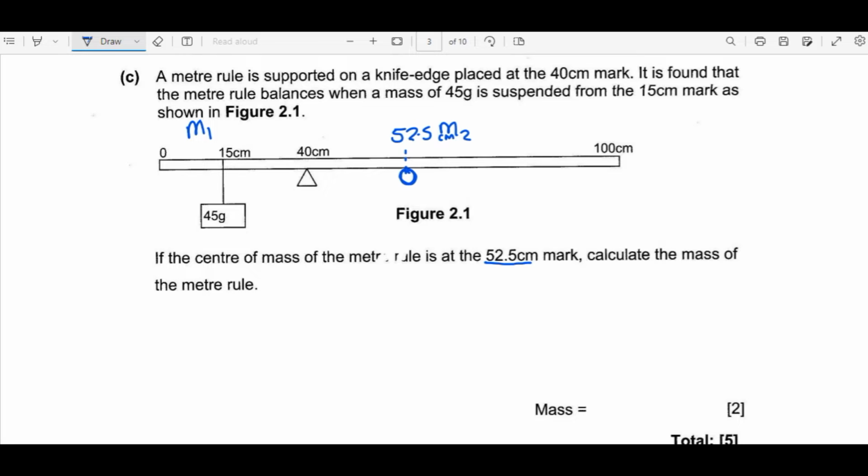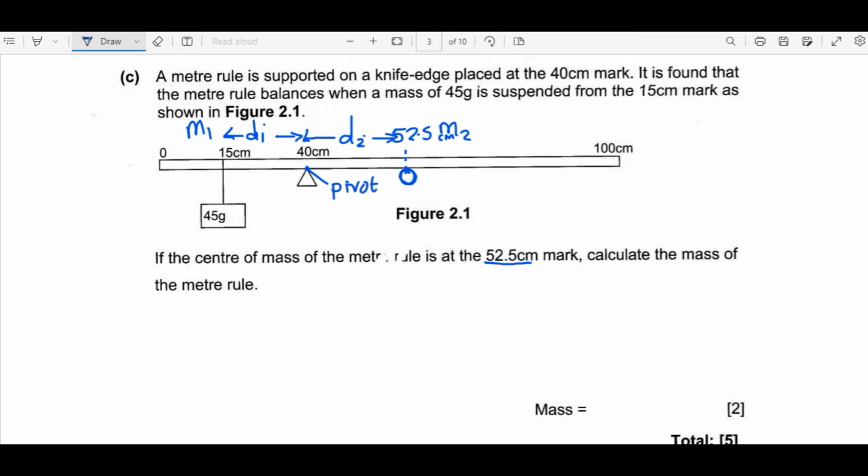So the distance from 40 centimeters up to 52.5 centimeters, this will be considered as the distance 2. Then the distance from 15 centimeters up to 40 centimeters, this one will be considered as the distance 1. Then at this point is where we put the pivot. So the distance is always measured from the pivot up to the point of action. Then the point of action is the point where a certain weight or mass is hung.